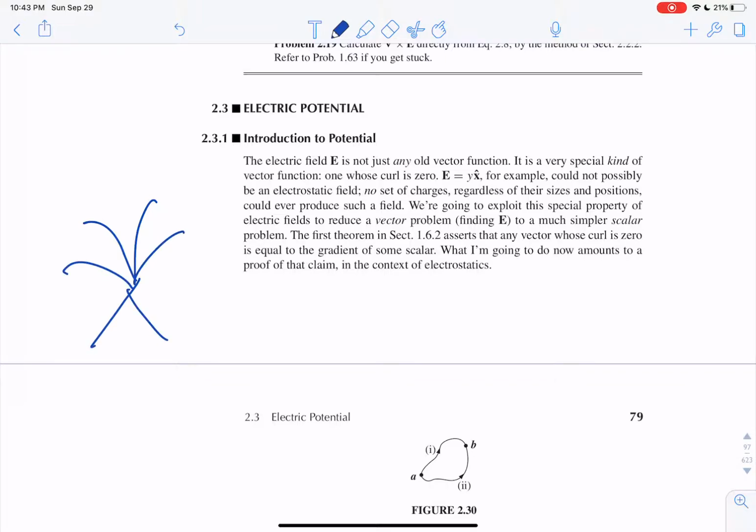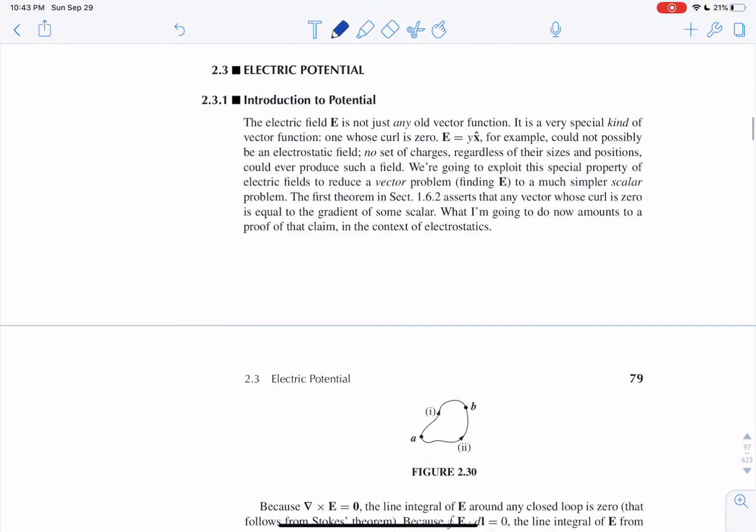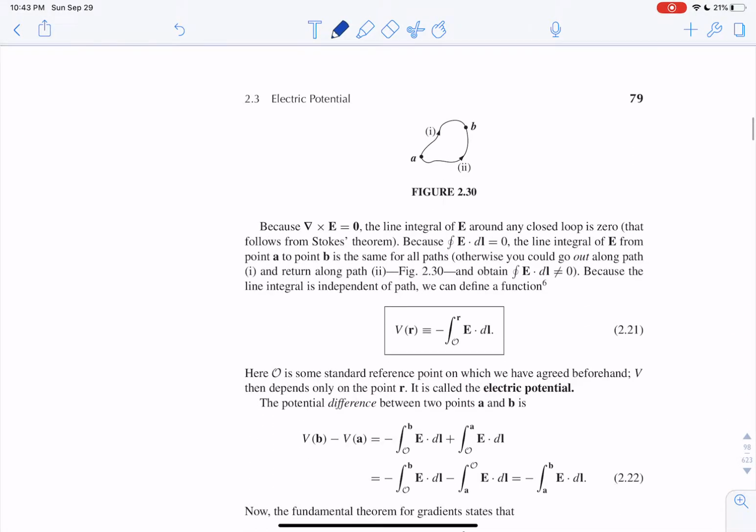Lines never cross. So that means the electric field never has a curl. Curl is always 0. So if you do del cross E, you get 0 every time. Otherwise, it can't be an electric field. So that's an important thing. What that leads to is the line integral from A back to A is always 0. A closed loop integral is always 0.